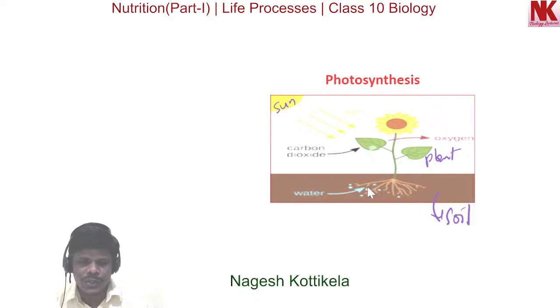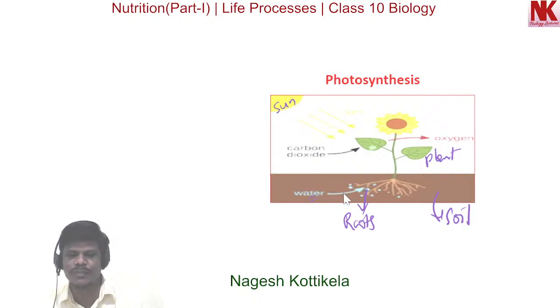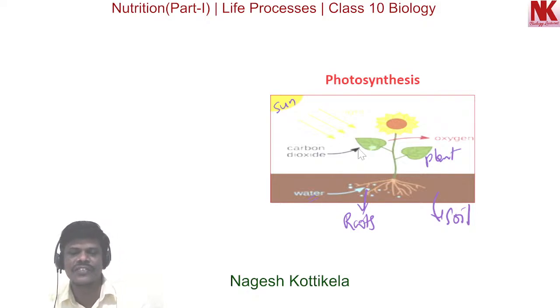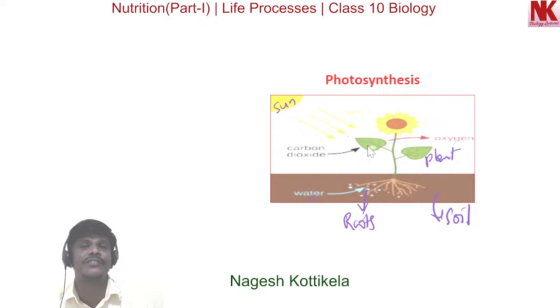Also you can see these are the roots of the plant, and these roots are absorbing water and minerals from the soil. The leaf is taking up carbon dioxide from the air, and the chlorophyll present inside the leaf absorbs light energy. So in the presence of sunlight energy, the green plants synthesize food materials. This is what we call the photosynthesis process.